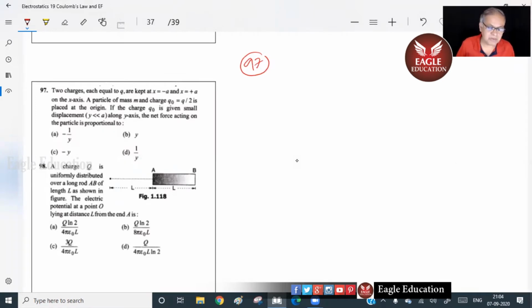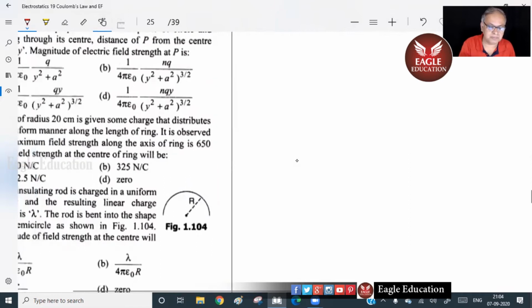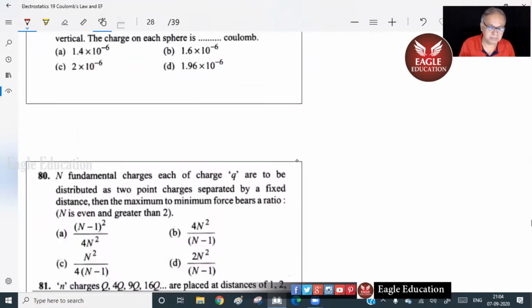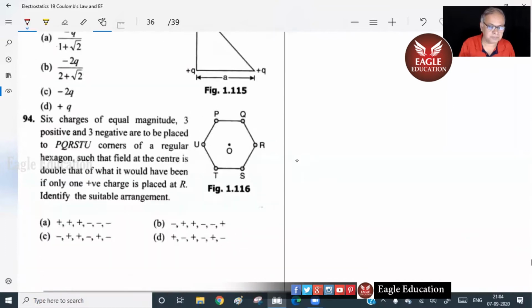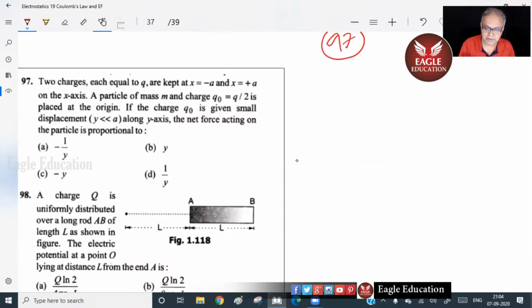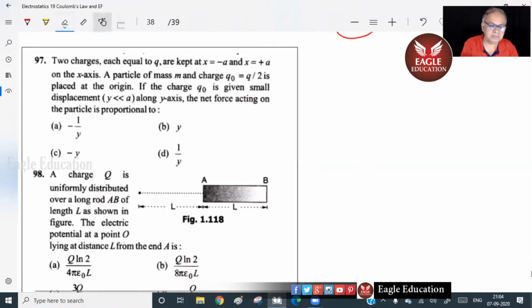97. Rishita, can you read the question either from the screen here or from the assignment you already have with you? Let me see if I can make it a little bigger. Yes, 97. All right. Yeah, this one. Two charges, each equal to Q, are kept at X equals minus A and plus A on the X axis.